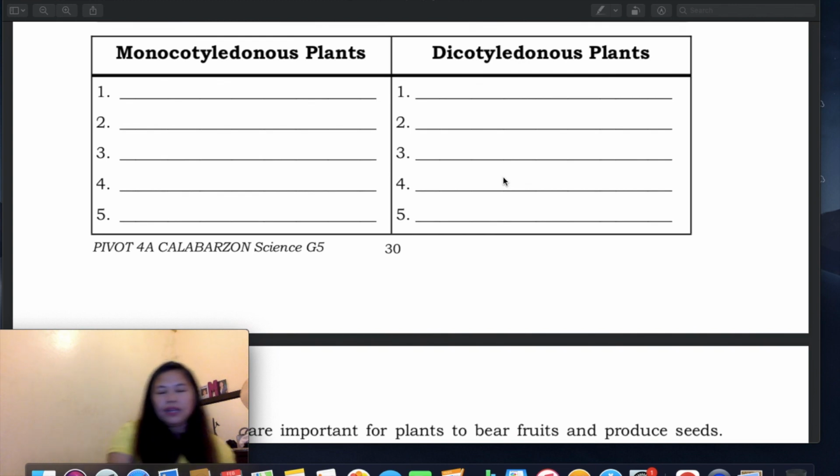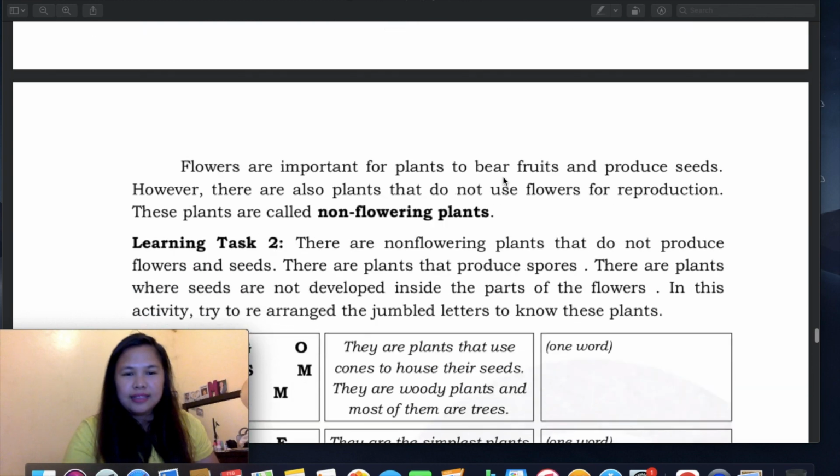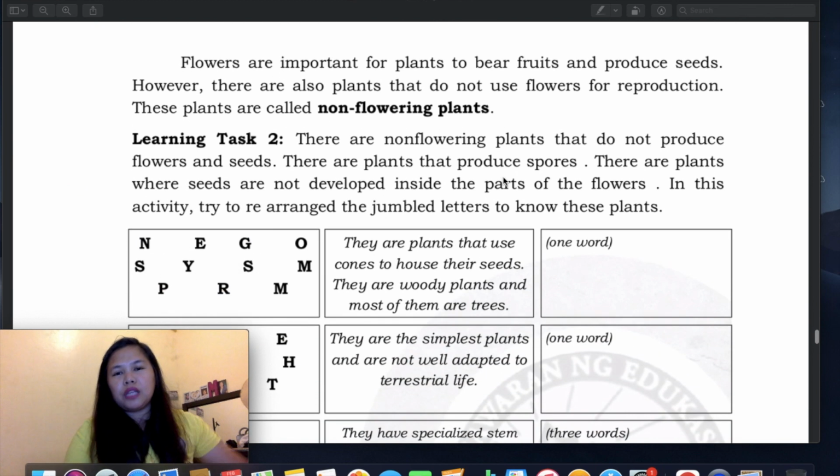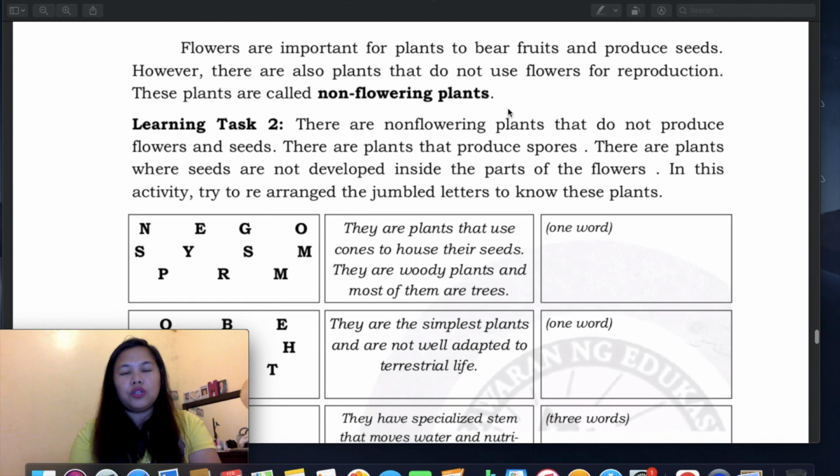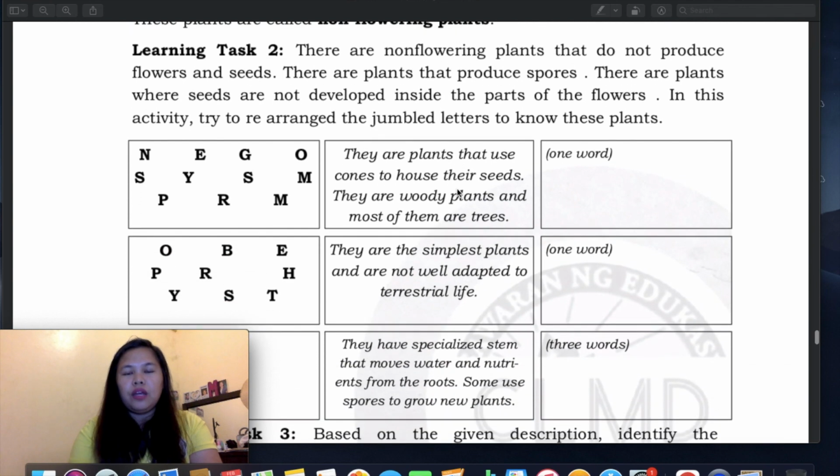Okay? Get it? So, flowers are important for plants to bear fruits and produce seeds. However, there are also plants that do not use flowers for reproduction. These plants are called the non-flowering plants. It's obvious. Hindi siya gumagamit ng kanyang flowers to produce its own. Okay? So, in our learning test 2, there are non-flowering plants that do not produce flowers and seeds.